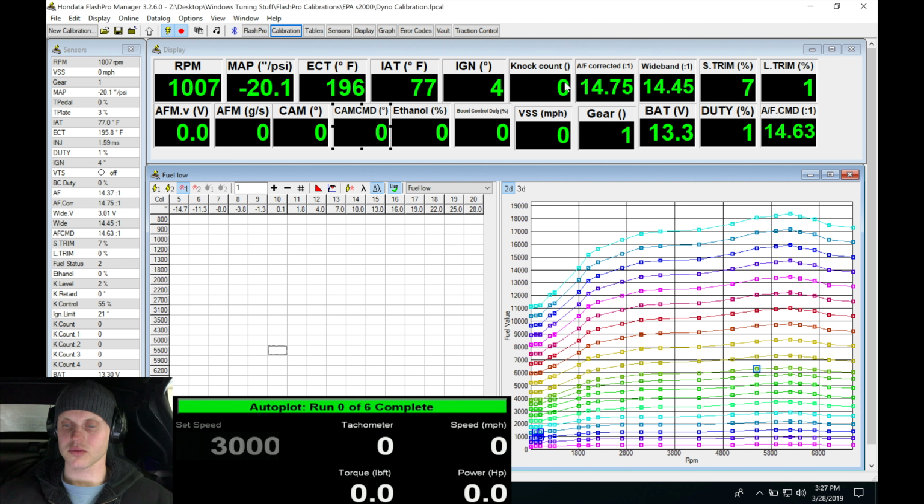Count pick up here, or if I see it go a little bit lean on my wideband, I'm just gonna lift out of it. Let's try it.